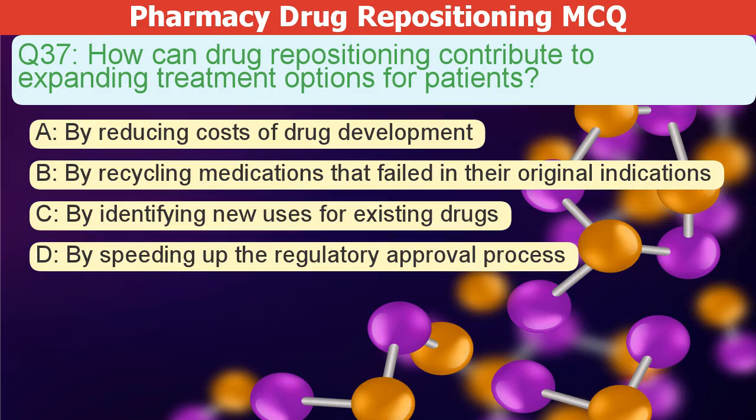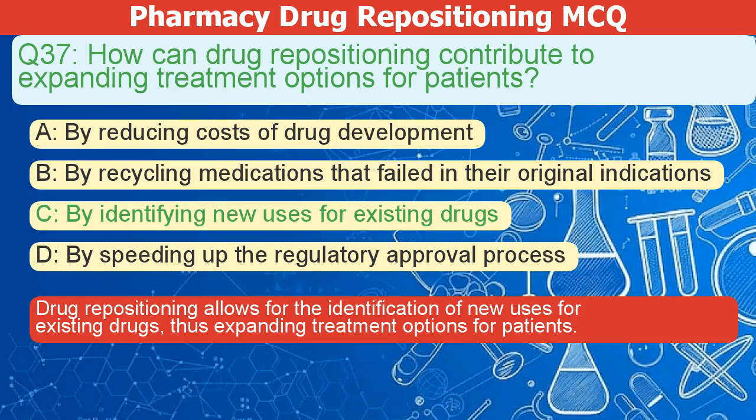How can drug repositioning contribute to expanding treatment options for patients? A. By reducing costs of drug development. B. By recycling medications that failed in their original indications. C. By identifying new uses for existing drugs. D. By speeding up the regulatory approval process. The correct answer is C. Drug repositioning allows for the identification of new uses for existing drugs, thus expanding treatment options for patients.